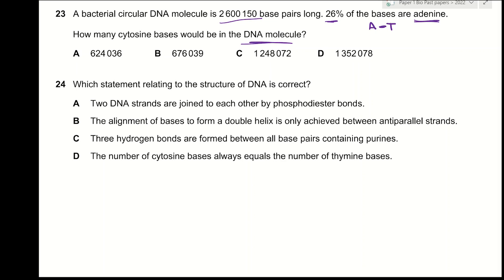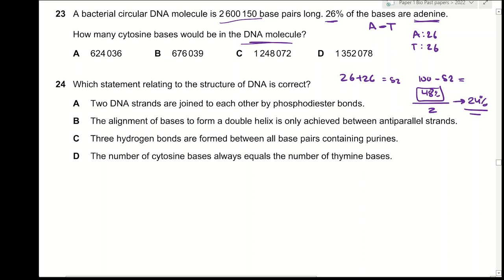Therefore, we know here the percentages for adenine, 26, thymine, 26. Now we're trying to calculate the percentages for cytosine and guanine. Therefore, what we do is we add 26 plus 26, which would give us 52. And 100 minus 52 is going to give us 48. Now, 48% is the percentage for both cytosine and guanine. To calculate the percentage of only one, we must divide it by 2. This would give us 24% for cytosine and guanine.